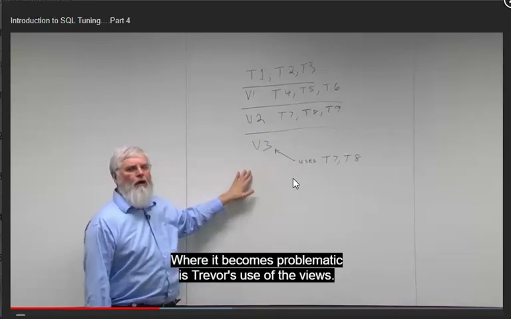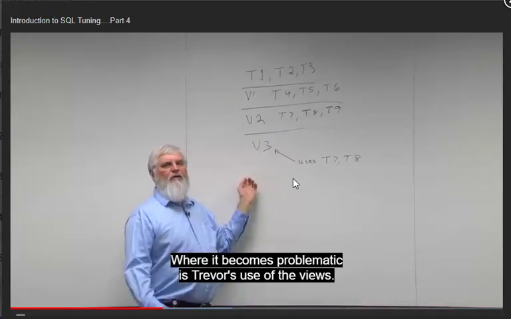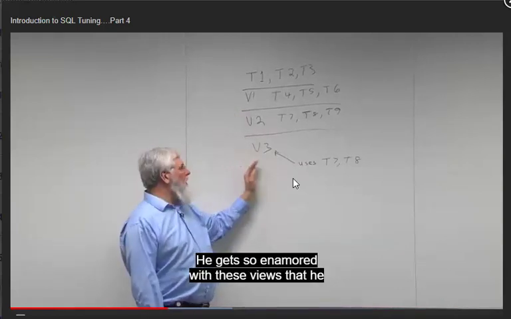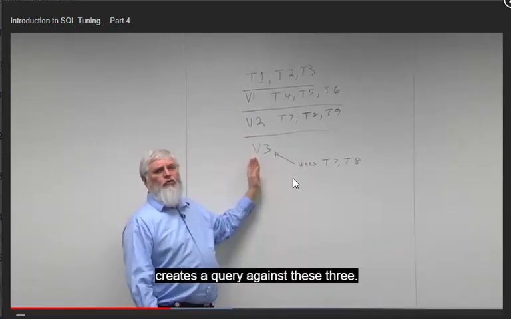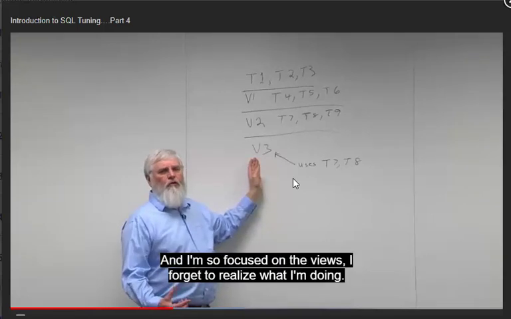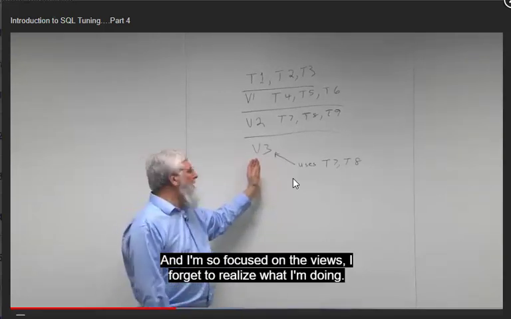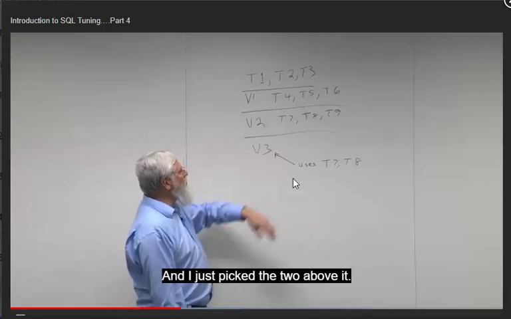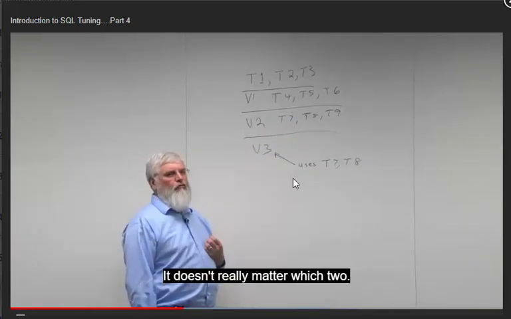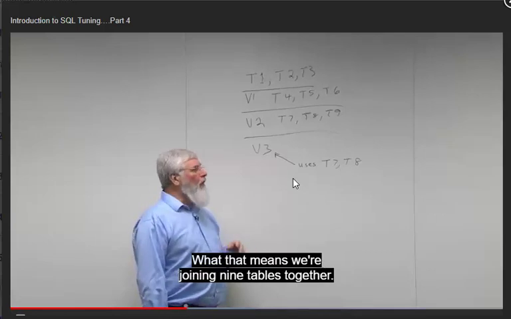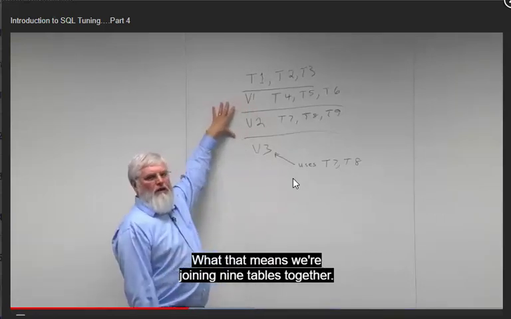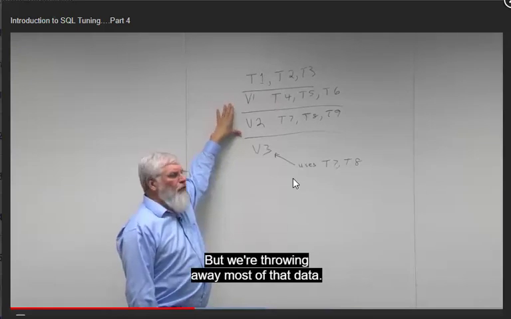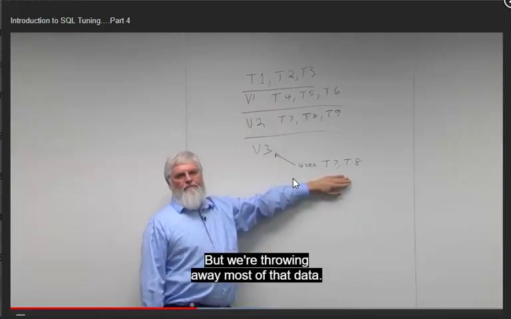Where it becomes problematic is Trevor's use of the views. He gets so enamored with his views that he creates a query against V3, and I'm so focused on the views I forget to realize what I'm doing. And I end up querying just data from two tables, okay? And I just pick the two above it. It doesn't really matter which two. What that means, we're joining 9 tables together. That takes effort on the server's part, but we're throwing away most of that data, okay?